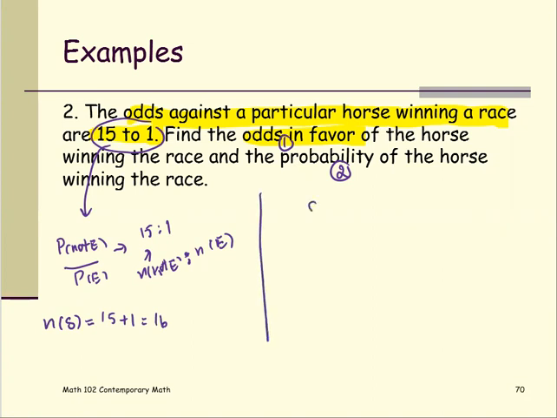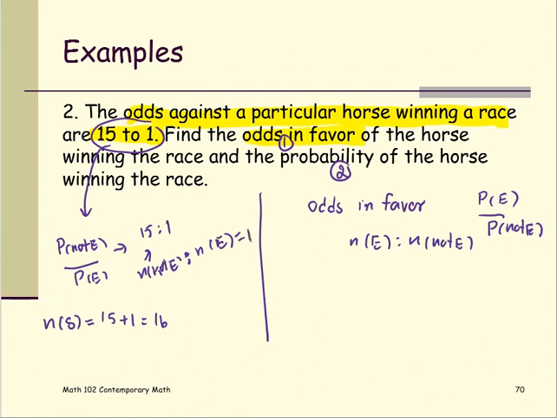The first part, find the odds in favor. The odds in favor, which is the probability of E divided by probability of not E, written in ratio, is the N of E per N of not E. The N of E is 1, and the N of not E is 15. So it is going to be 1 to 15 for the odds in favor.